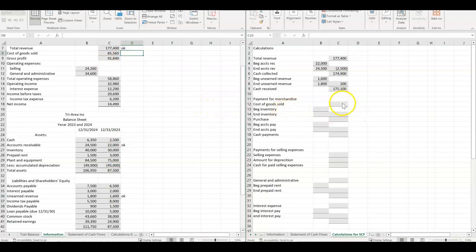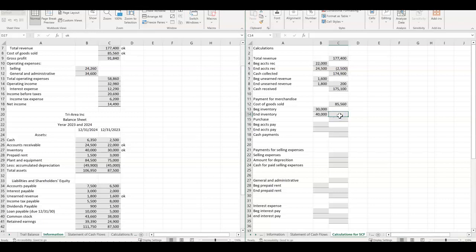Next section we have is payment for merchandise. Well, that comes from the cost of goods sold. So that's $85,560, which is right there. And then cost of goods sold comes from inventory. Well, inventory has a beginning of $30,000 and an ending of $40,000. So that's right here. So that one's okay now.